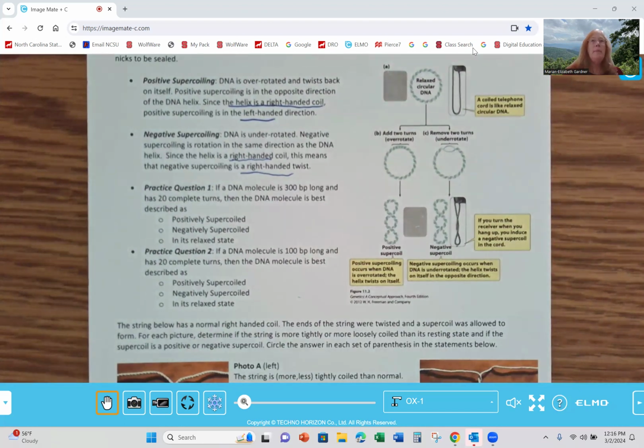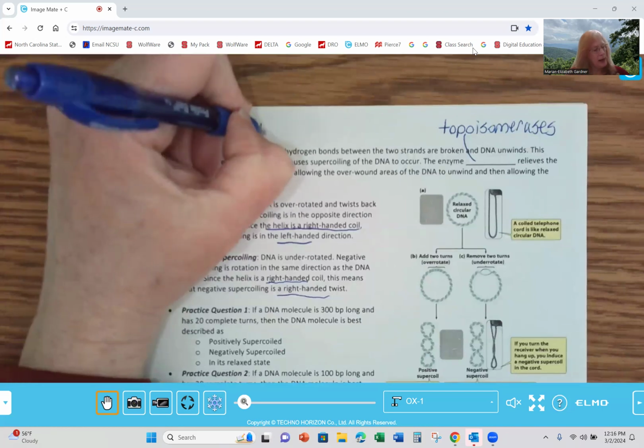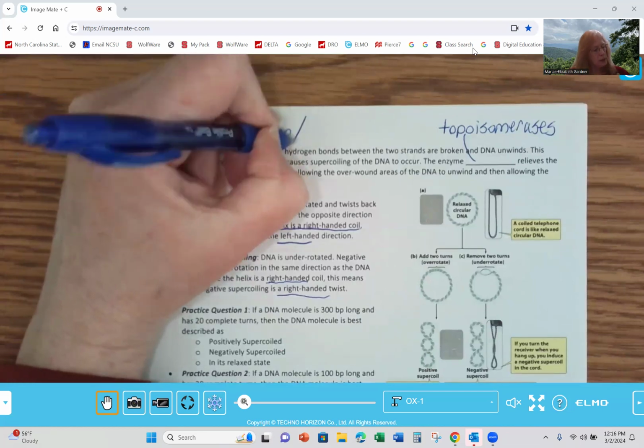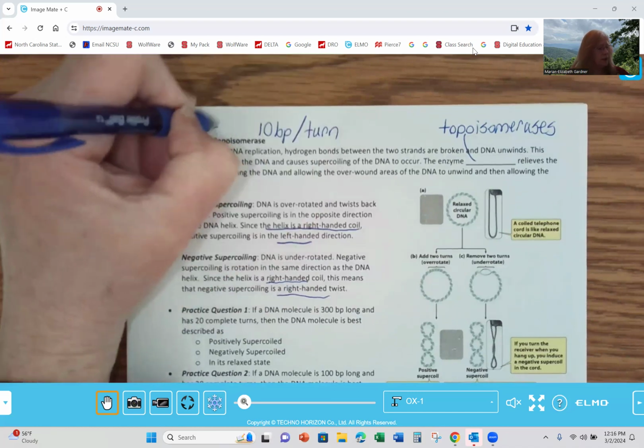So think about normally with a Watson-Crick model of DNA, we have 10 base pairs per turn. And that's under the Watson-Crick model.